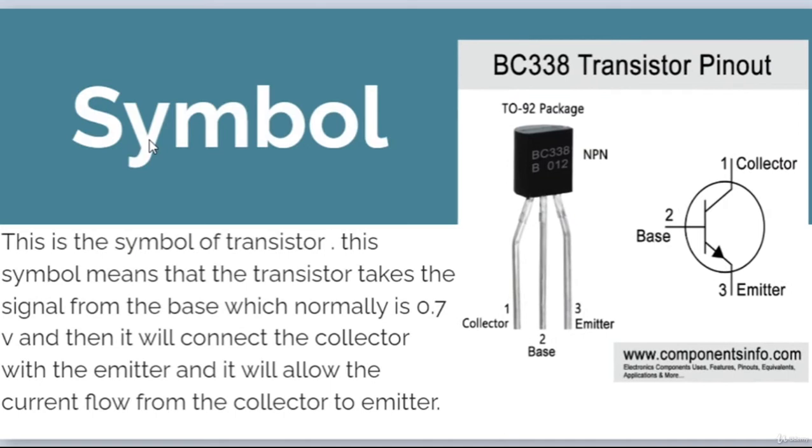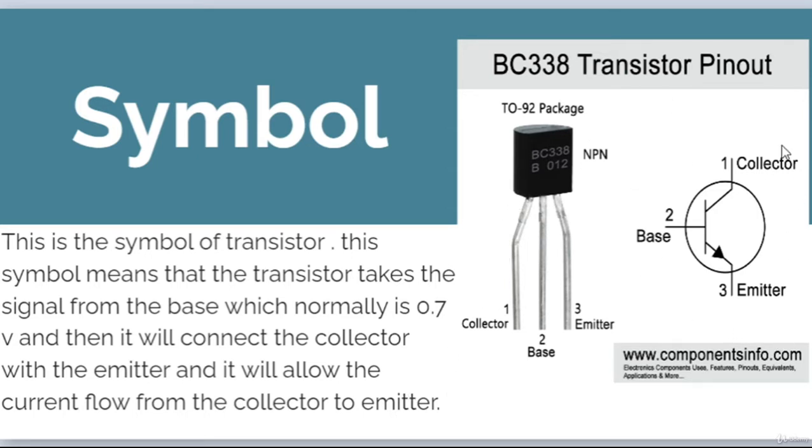So, the symbol of the transistor. This is the symbol of the transistor. This symbol means that the transistor takes the signal from the base, which normally is 0.7 volts, and then it will connect the collector with the emitter, and it will allow the current to flow from the collector to the emitter.